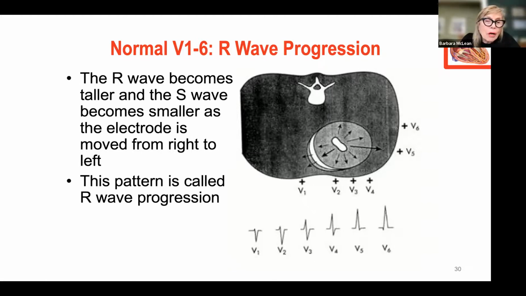But when you have an infarct, when you have a right bundle branch block, you will transition much sooner because current is all going to the right side of the heart, so you get a really big upright. So the zone of transition usually occurs in V1 or V2 when you have a right bundle branch block.